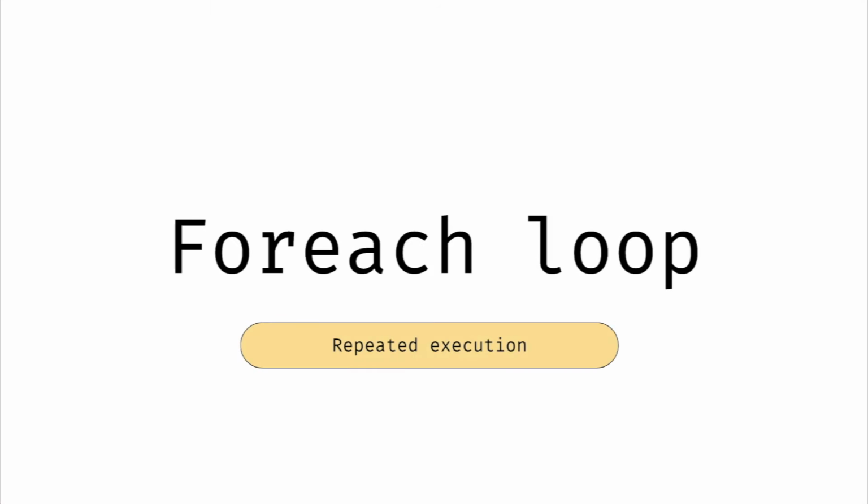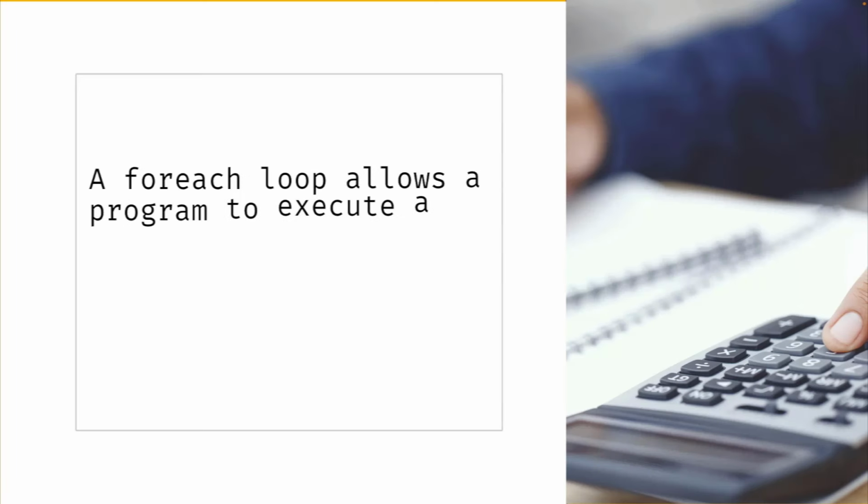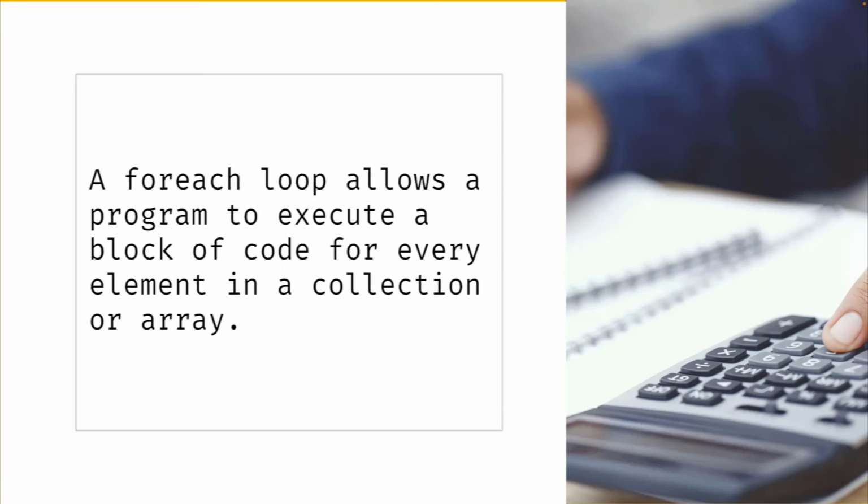Last but not least, let's talk about the for each loop. The for each loop is sometimes also called the enhanced for loop. And they're a type of control flow statement in Java that allows a program to iterate over the elements in a collection or array.